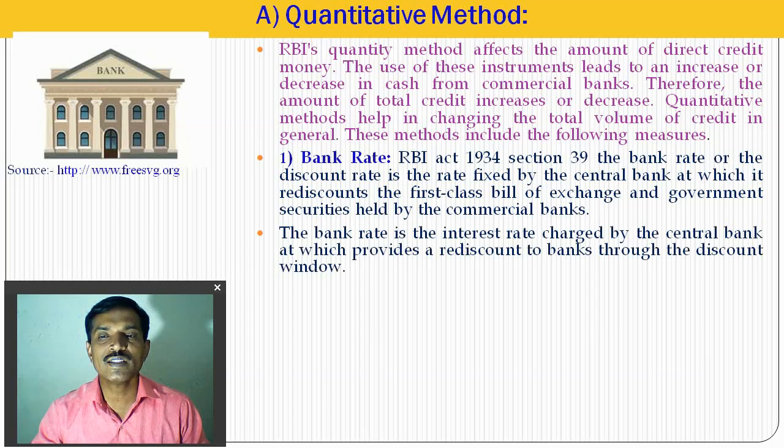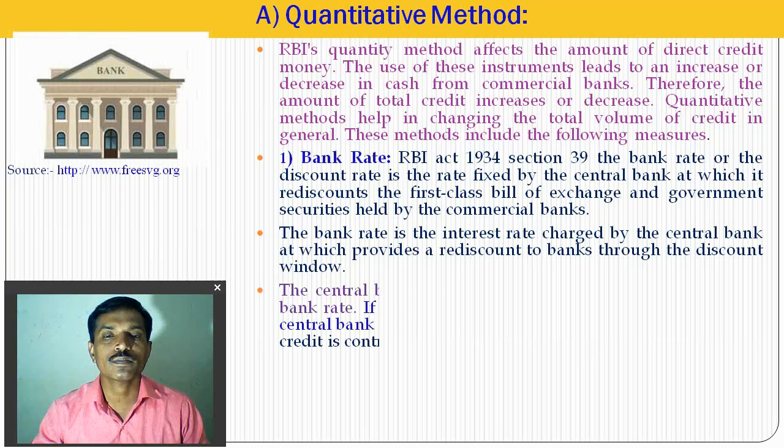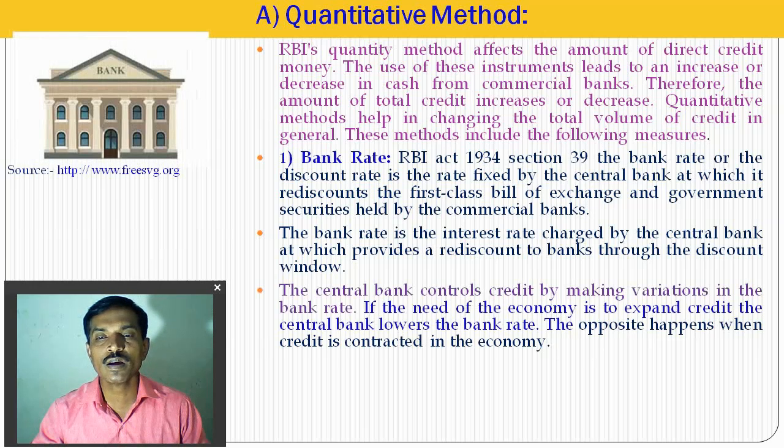So bank rate is the interest rate charged by the central bank at which it provides rediscounting to the banks through the discount window method. The central bank controls credit by varying the bank rate. If the economy needs to expand credit, the central bank lowers the bank rate. When the bank rate is low, the rate of interest is also low for the customer, and there is more demand for loans.